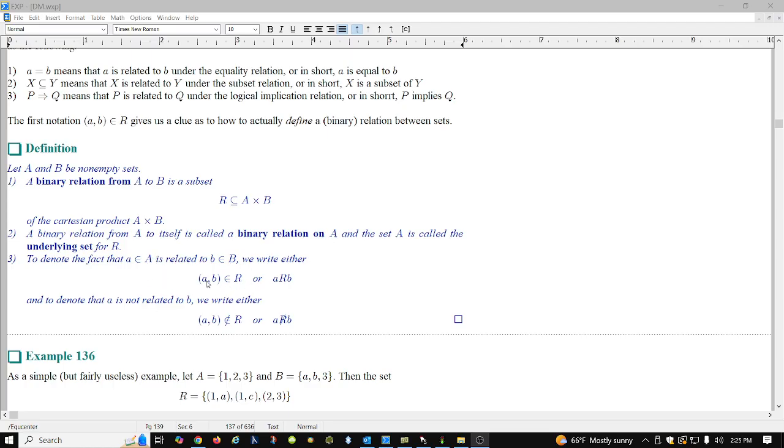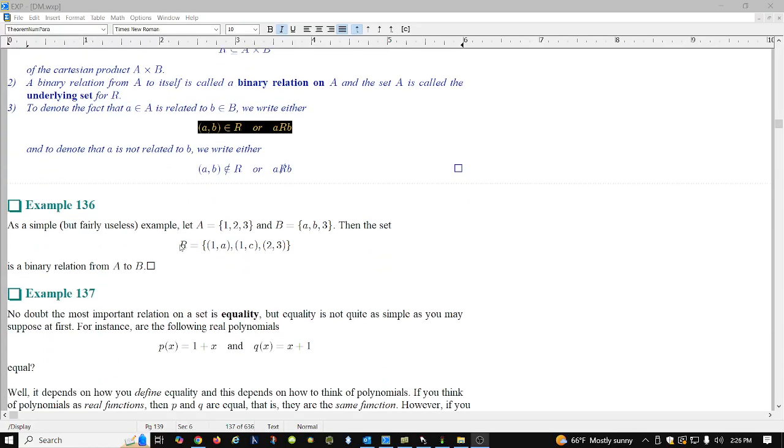And here again is the notation. Its negation looks like this. Just draw a line either through the element sign or through the letter R. Just to warm up, here's a very simple and probably totally useless relation. A is the set {1, 2, 3}. B is the set {a, b, c}. Then this set of ordered pairs is a binary relation from A to B. 1 is related to a, 1 is related to c, and 2 is related to 3.